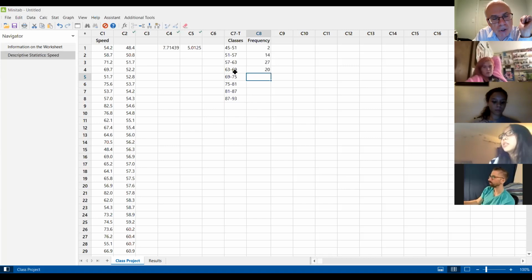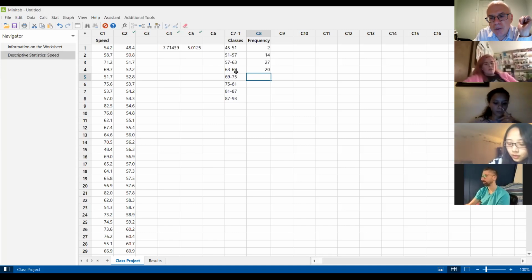All right. So look at it this way. If you were going to write this up, I want to find a number that is greater than or equal to 63 and less than 69, if I was going to write it in algebra notation.